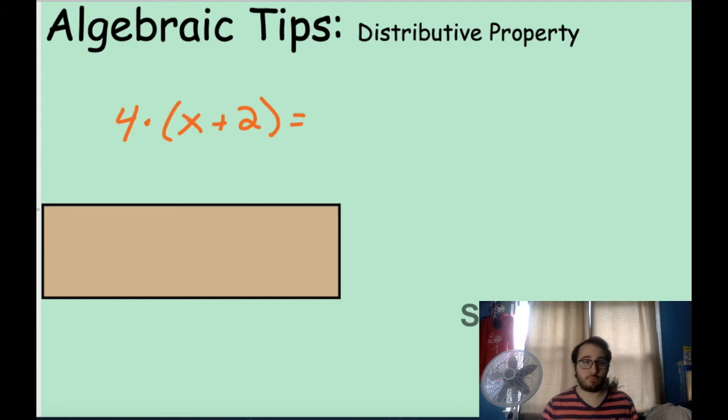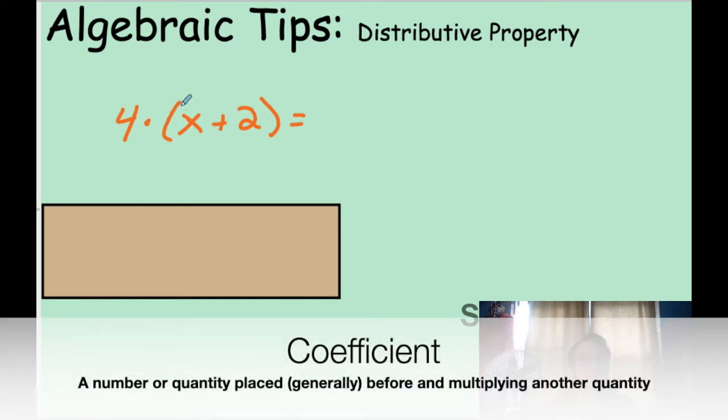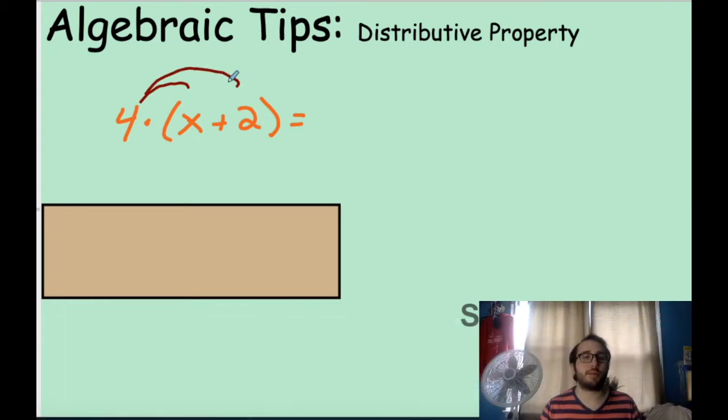The next property we're going to talk about is the distributive property. And now you probably 100% have seen this. Distributive property is if you have a coefficient to a bunch of terms, usually, actually all the time, it's broken up by parentheses, you can distribute and you can multiply each term by the coefficient on the outside. So 4 times x is 4x, 4 times 2 is 8, and that's it.